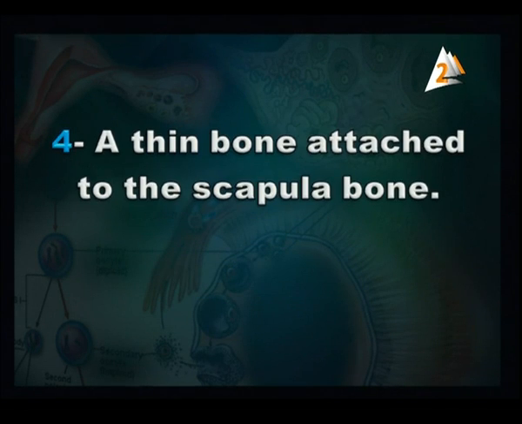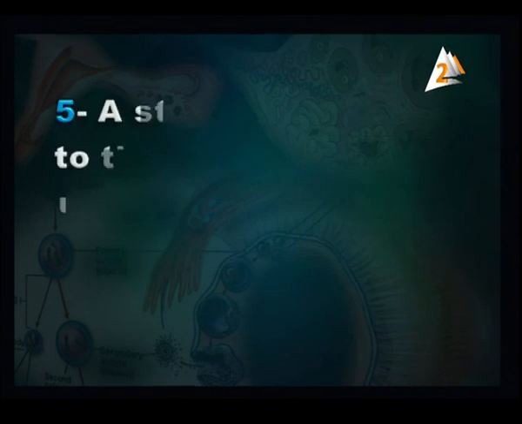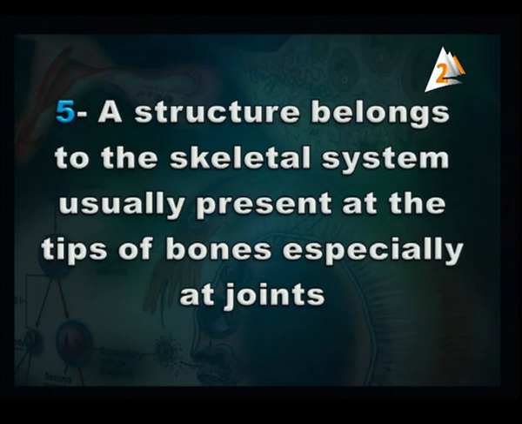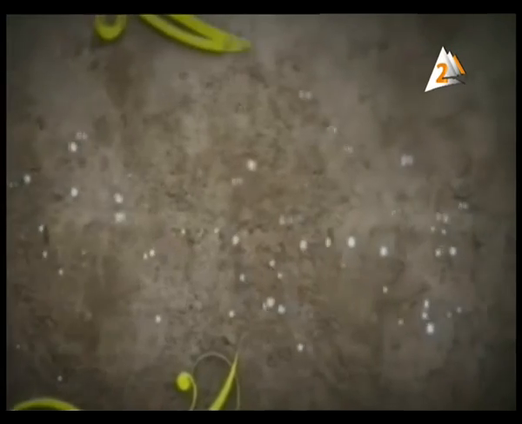A thin bone attached to the scapula bone, you know it's clavicle. A structure belongs to the skeletal system usually present at the tip of bones, especially at joints. You are right. It's called cartilages.